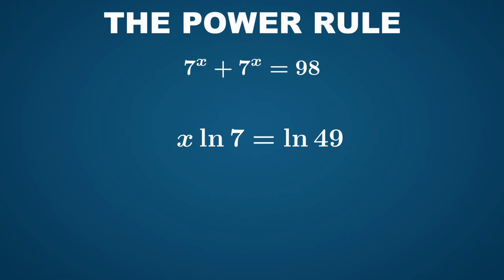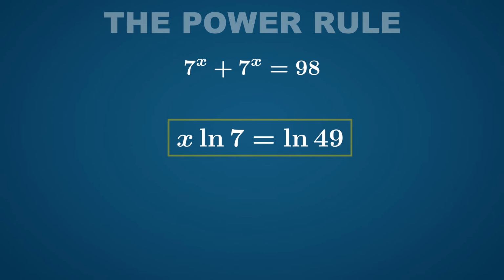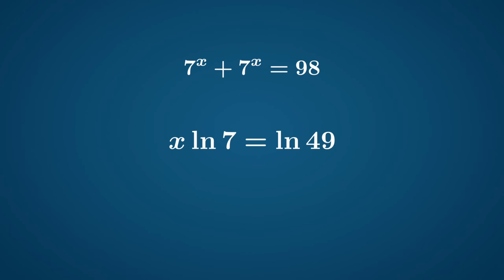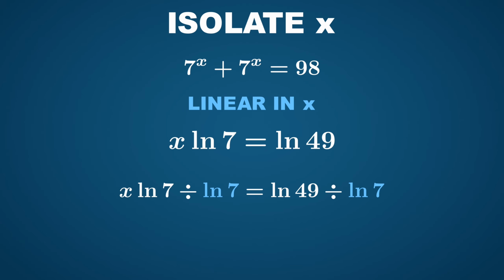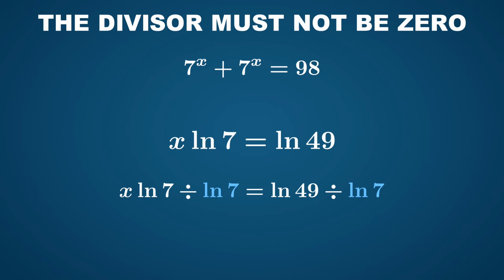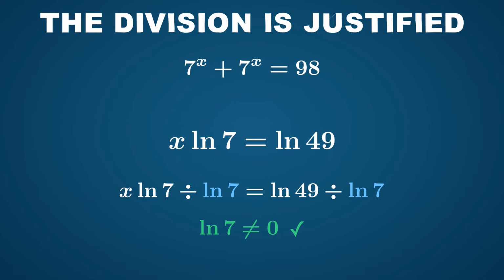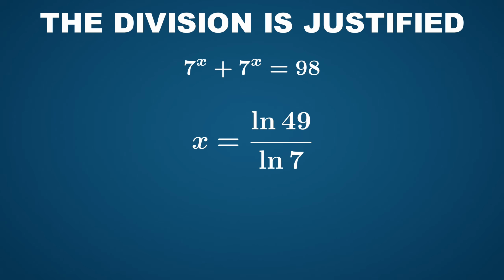Applying it here, the left side becomes x times natural log of 7. Our equation now reads x times natural log of 7 equals natural log of 49. This equation is linear in x, so one division will isolate it. We divide both sides by natural log of 7. A division is only safe when the divisor is not 0. Among positive numbers, only the number 1 has a log of 0. Our divisor comes from 7, and 7 is clearly not 1, so natural log of 7 is non-zero, and the division is justified. We arrive at x equals natural log of 49 over natural log of 7.